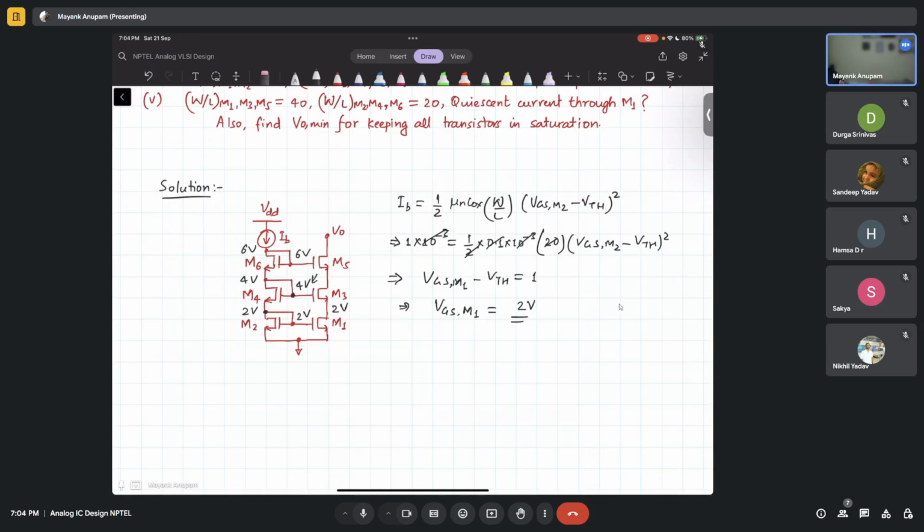This is 4 volts, this has to be 2 volts, otherwise there will be a problem, right? Am I correct? It should be VGS minus VTH. Tell me why should it be? Why shouldn't it be 2 volts only? If it is 2 volts, then it will be in off state, right? Why? I'm talking about this MOSFET here, this node voltage.